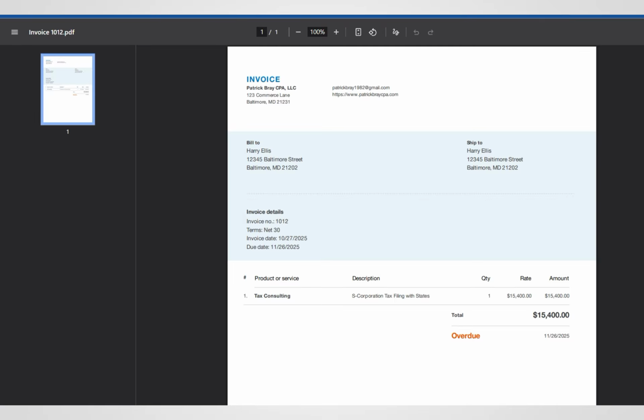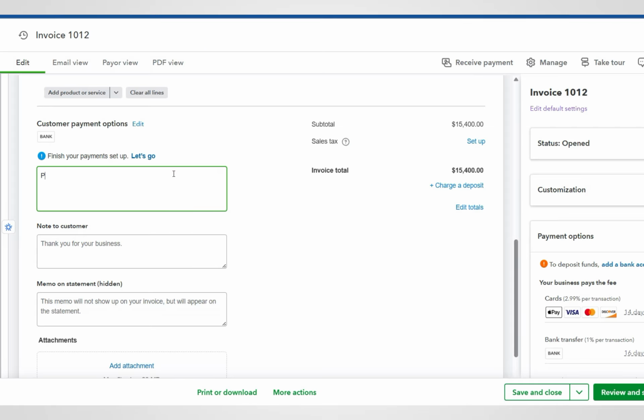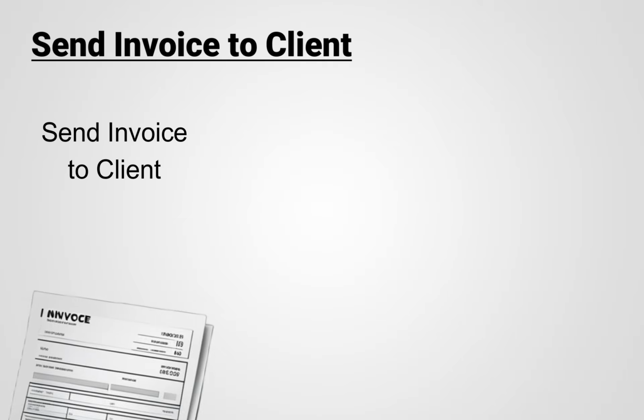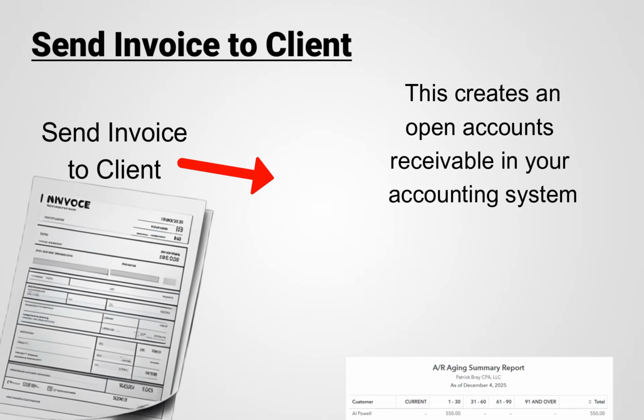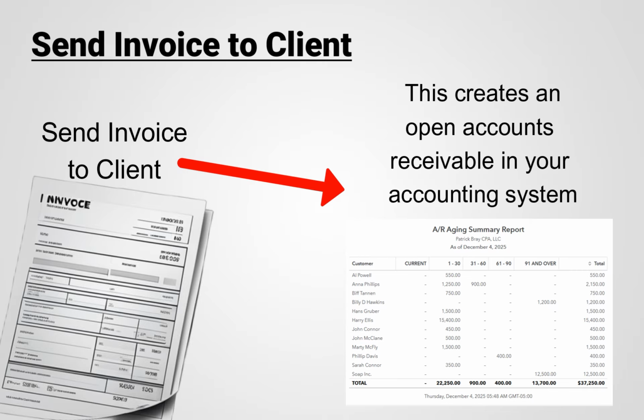Here's QuickBooks. I can actually just email it to them directly. And I'm going to put in here, I want a check, make it payable to Patrick Bray, CPA LLC. I'm going to fire this off and wait for payment. And when you create this invoice in your accounting system, it's going to create an open AR. We're going to go through that in a little bit more detail, how to look at an accounts receivable aging report.